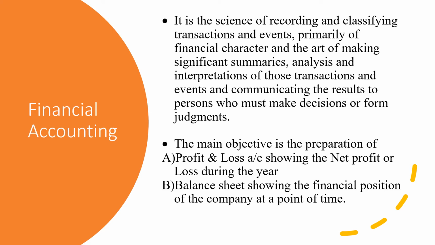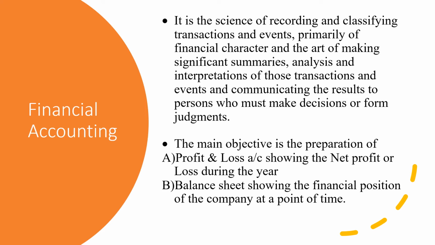It will record all the transactions in the form of a journal. It will classify all transactions in the form of a ledger. It will summarize the transactions in the form of a trial balance. And from all these three together, it will analyze and interpret these transactions in the form of a profit and loss account and the balance sheet, and these results will be communicated to all the people who need to take certain important decisions or form certain judgments.